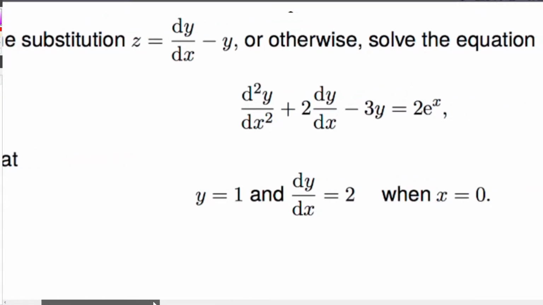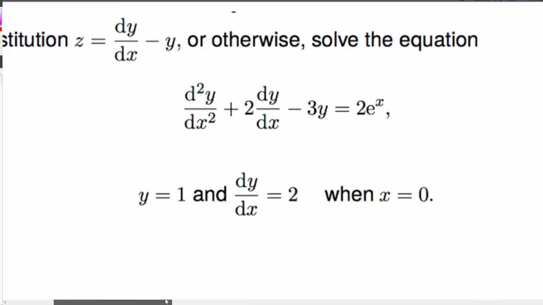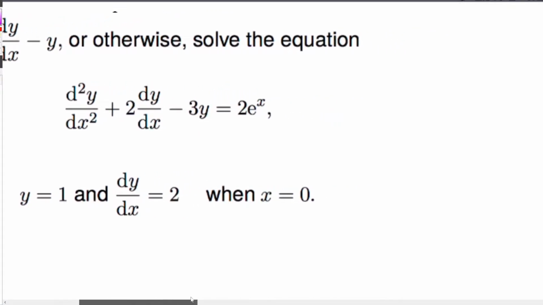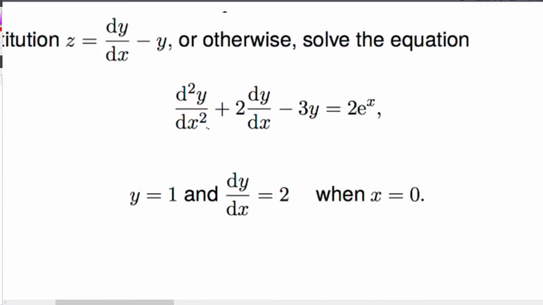Using the substitution z is dy over dx minus y, or otherwise, solve the equation d squared y over dx squared plus 2 dy over dx minus 3y equals 2 e to the x, when y is 1 and dy over dx is equal to 2 when x is equal to 0.